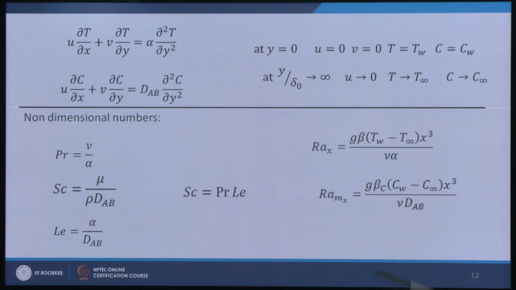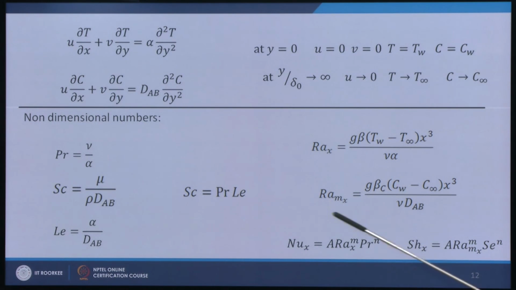So, these new numbers we will be handling, and we have also seen how the Nusselt number relationship has an analogous relationship for the Sherwood number. The Nusselt number relationship for natural convection was in terms of the Rayleigh number. Here it will be the mass transfer Rayleigh number Ra_m, and the Prandtl number will transform to the Schmidt number. This is Sc, this is not Se. So, all these analogous things we have seen in this lecture.